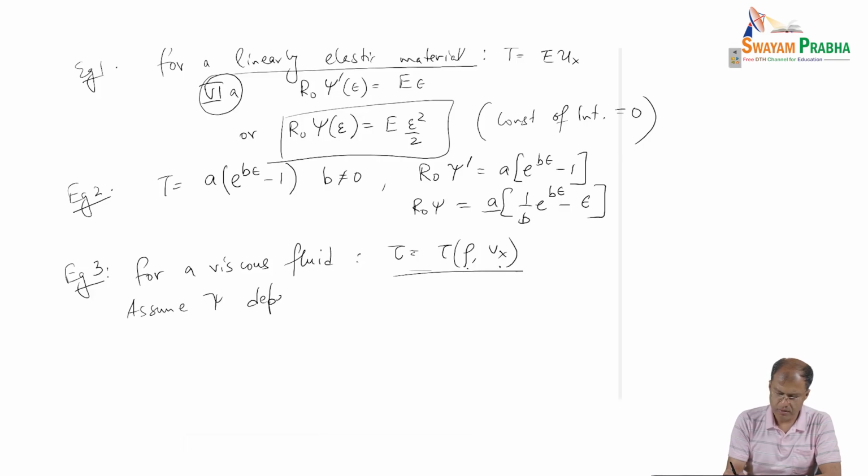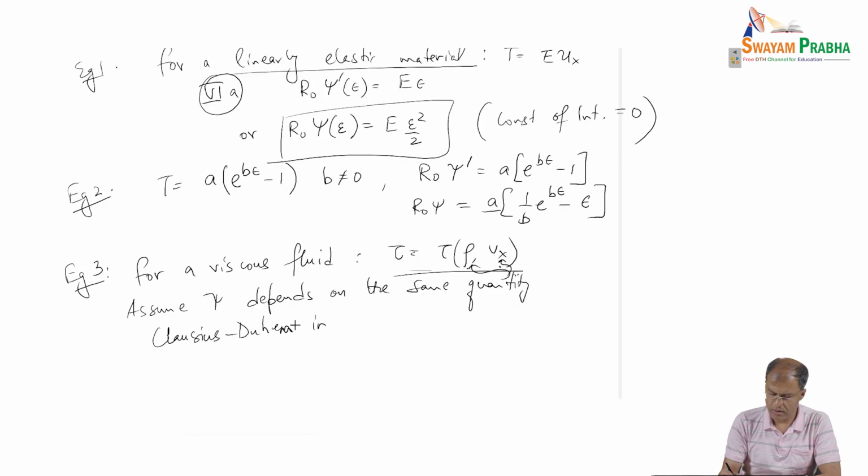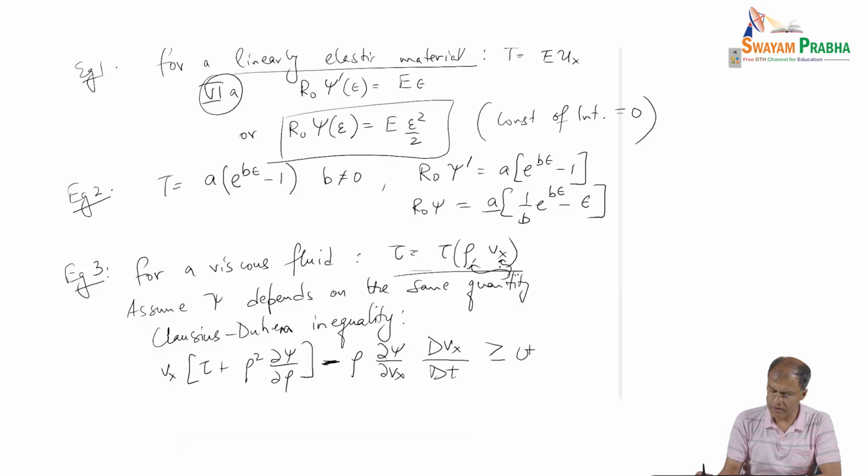And then we can assume that psi depends on the same quantities, that is rho and Vx, and we can use the Clausius-Duhem inequality to get that the relationship behaves as Vx times (tau plus rho squared partial psi partial rho) minus rho times partial psi partial Vx times dVx dt. This is greater than or equal to 0.